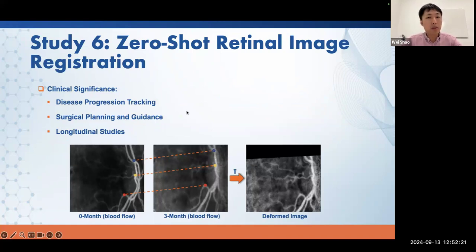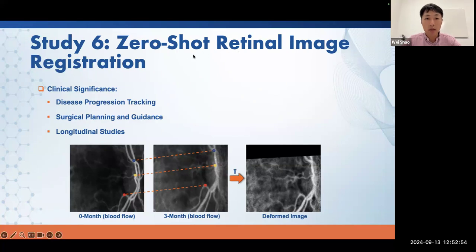Another study we did is called zero-shot retinal image registration. As we all know, the most widely used AI models require a lot of training data, and they are not generalizable to images that have never been seen by the model. This motivates us to develop zero-shot learning. Zero-shot means that you don't even need to give training examples to a model, but the model will still be able to generalize to datasets that it has never seen before.